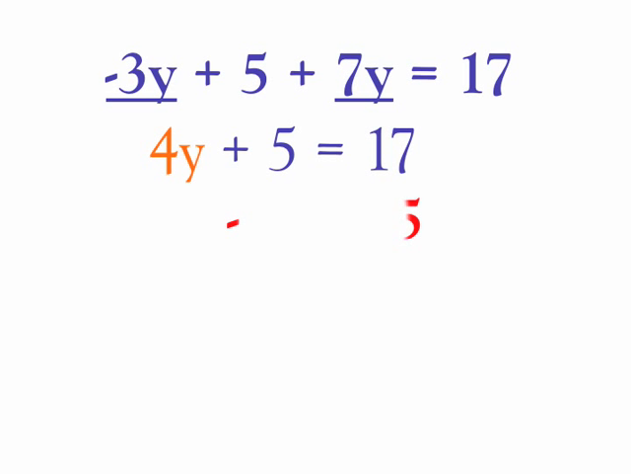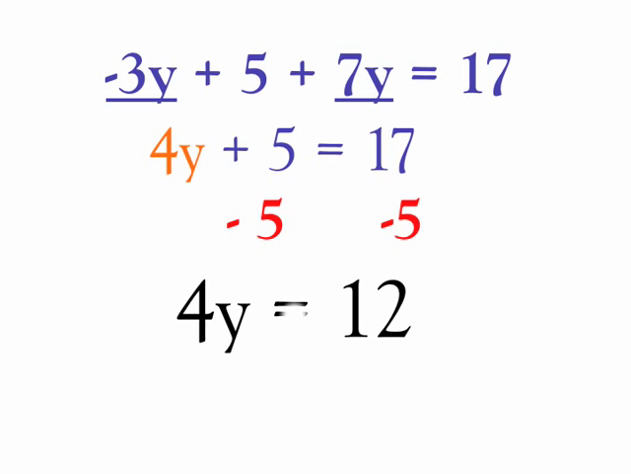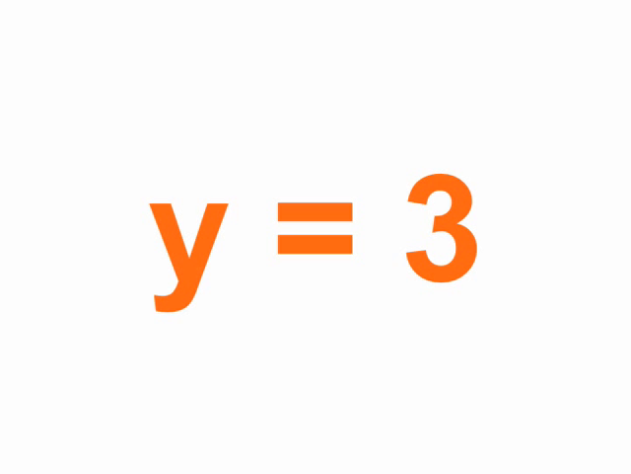Now, with my two-step equation form, I do the opposite of plus 5 to both sides, which is subtract 5. Now I have 4y is equal to 12. The opposite of multiplying by 4 is dividing by 4. And when I'm all said and done, y is equal to 3.